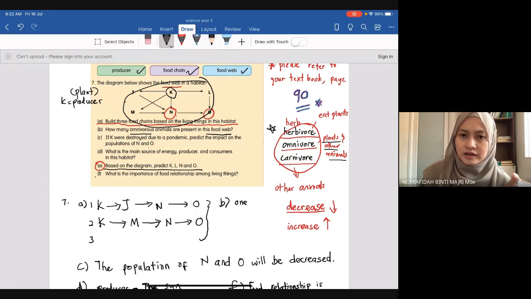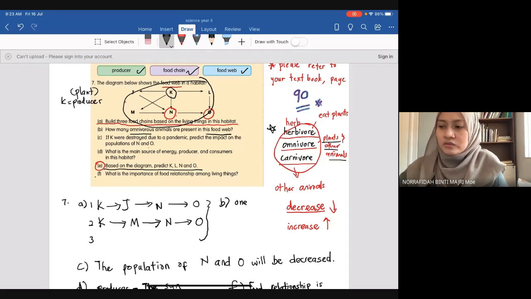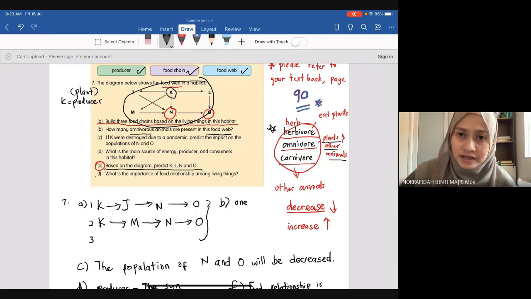So you have to identify which one is the plant, which animals eat the plant, and which animals eat other plants and other animals. When you want to write a food chain or food web, you must start with a plant. Remember, start with a plant. Don't start with an animal. And don't make it like a life cycle with a circle of arrows, not like that.